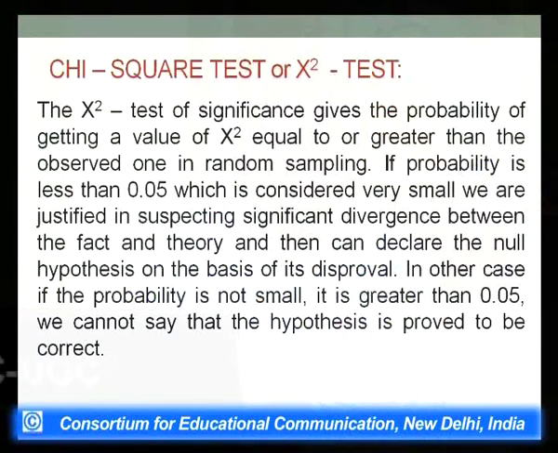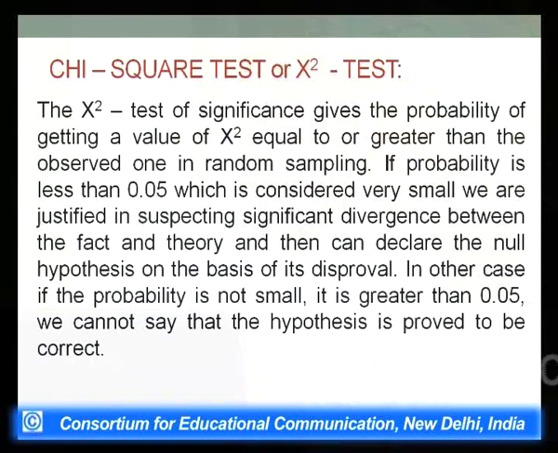So, the chi-square test, that is a test of significance, gives the probability of getting a value of chi-square equal to or greater than the observed one in random sampling. That is what you will get, whatever samples you have drawn. Most of the samples you draw randomly. So, I have taken the expression random sampling. If probability is less than 0.05, which is considered very small, we are justified in suspecting significant divergence between the fact and the theory, and then can declare null hypothesis on the basis of its disapproval.